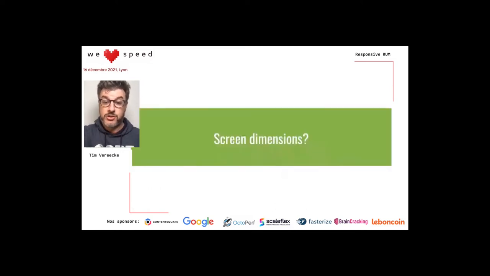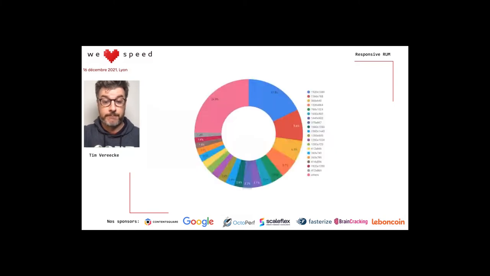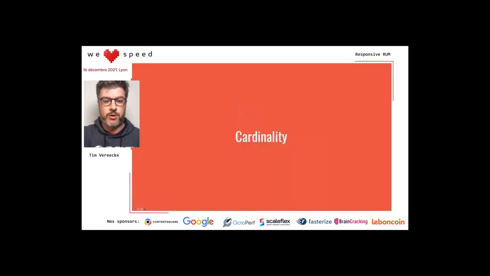Next is screen dimensions. Same here. In theory, you can just use the device width. And what you're seeing here is coming from Google Analytics and viewed in Google Data Studio. The first thing you see is there are many, many variations. Just look here, this quarter, almost 25%, is others. There are so many different variations. So same problem here. Capturing that data is easy, but from a performance analysis perspective, it's not useful.